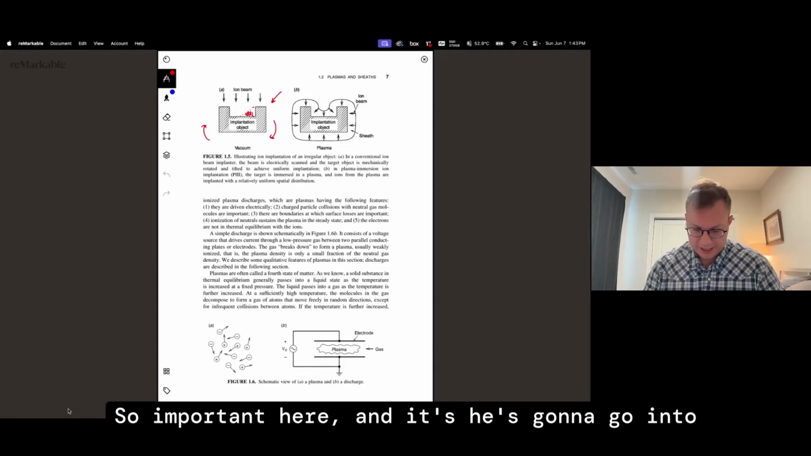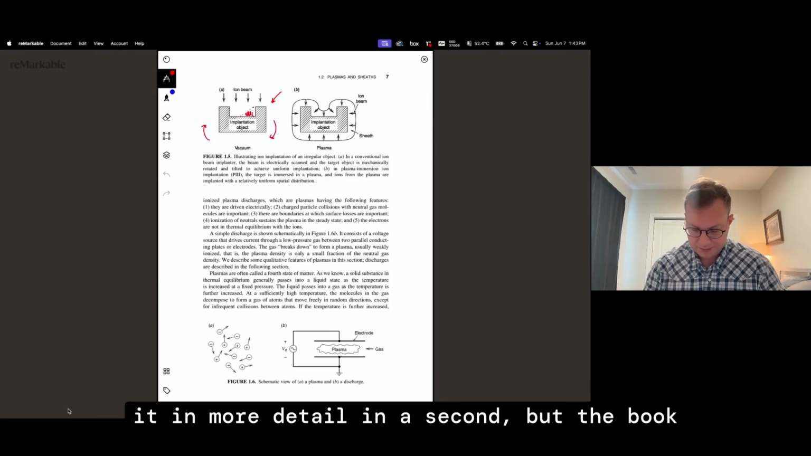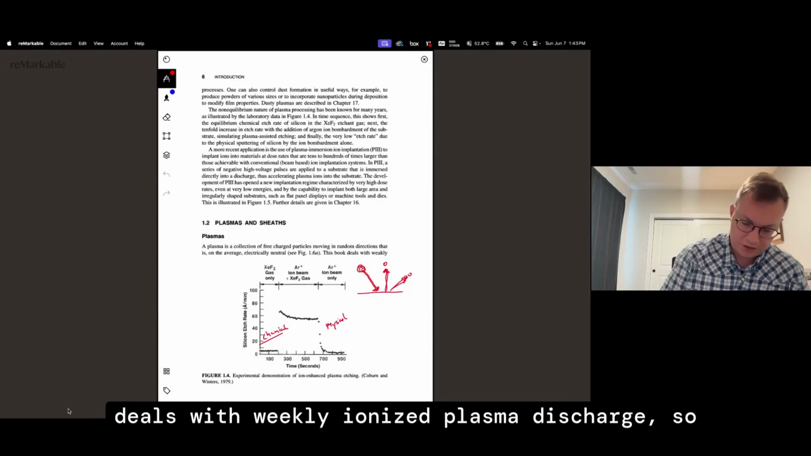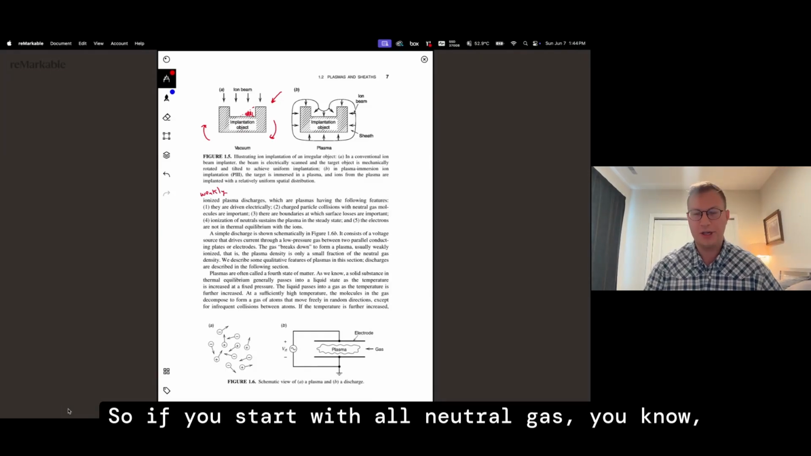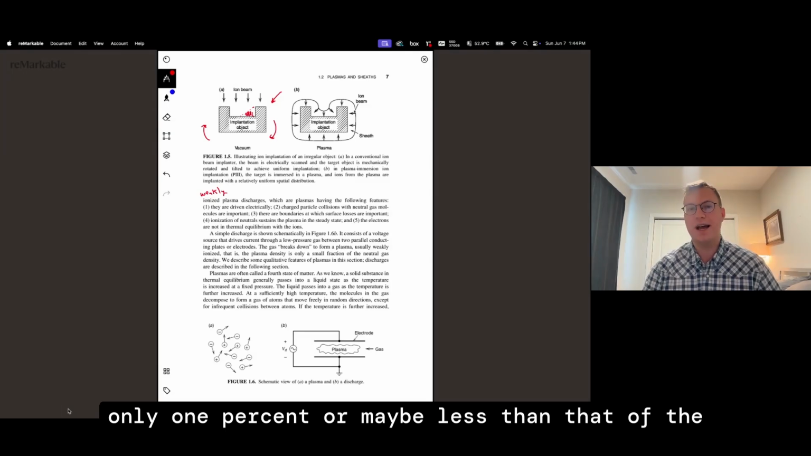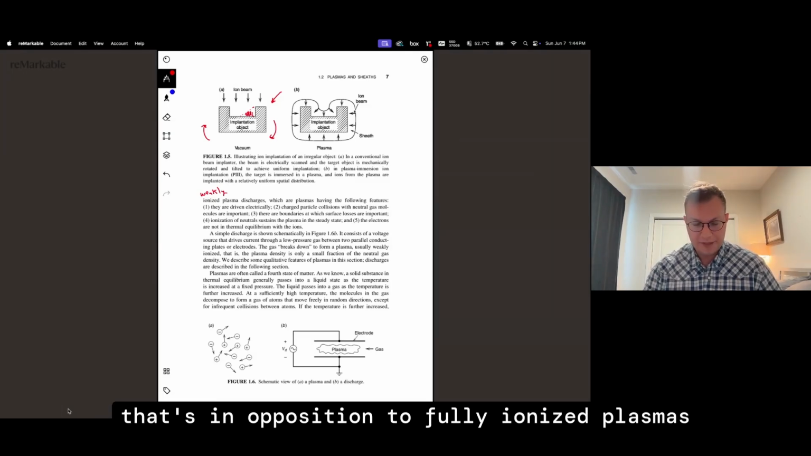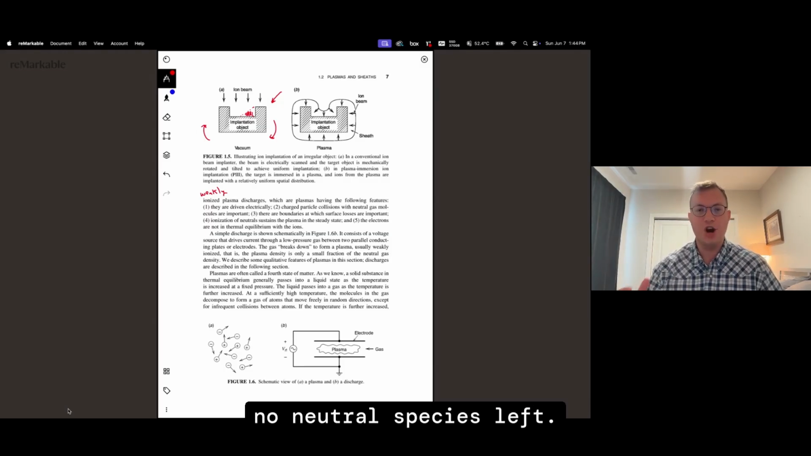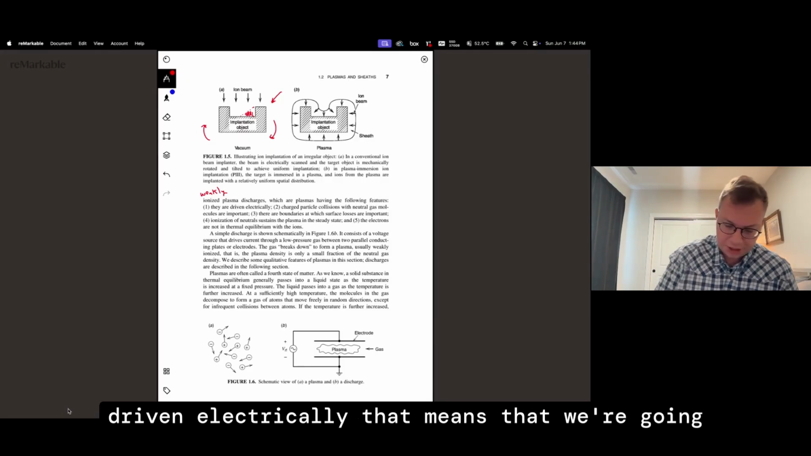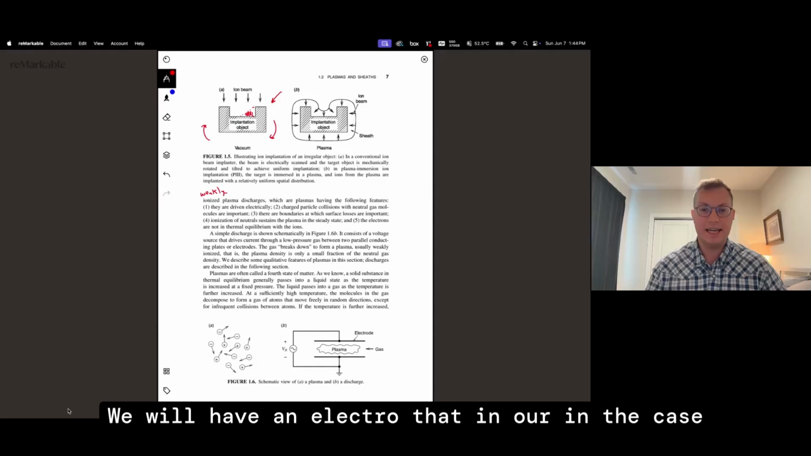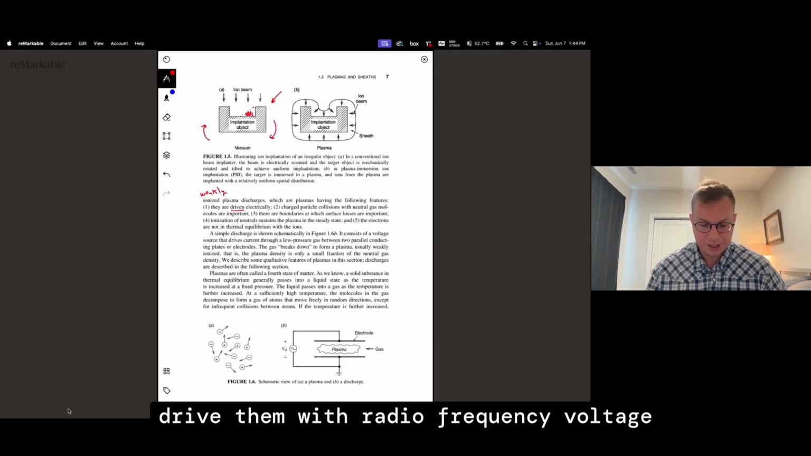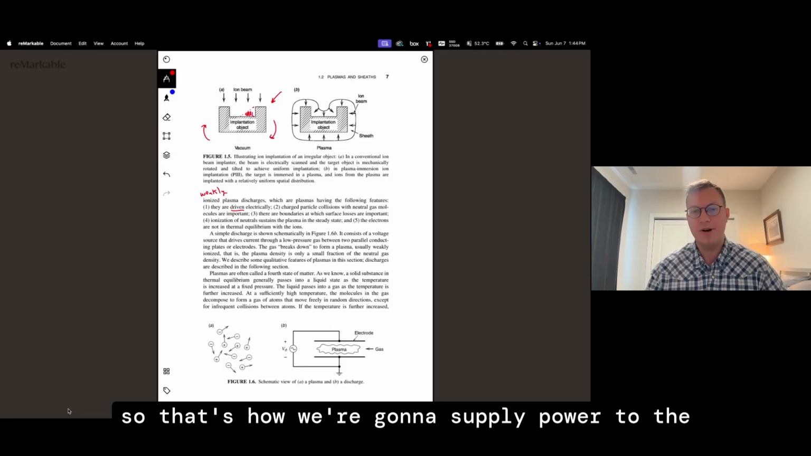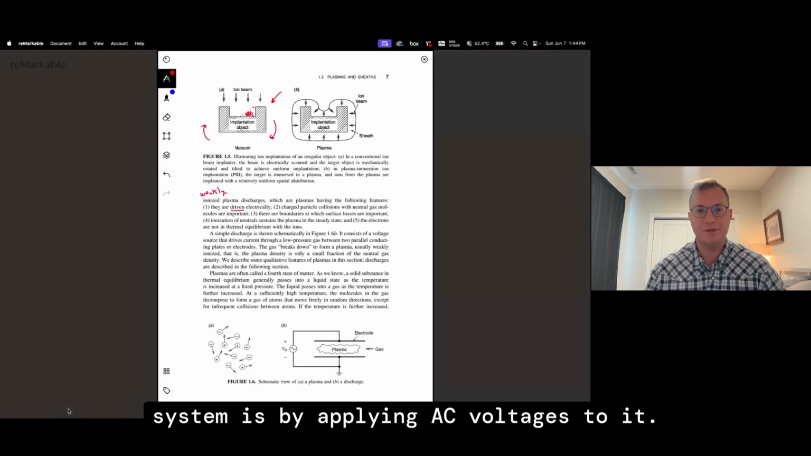So important here, and he's going to go into it in more detail in a second, but the book deals with weakly ionized plasma discharges. So weakly, meaning that a small percentage are actually ions. So if you start with all neutral gas, only 1% or maybe less than that of the neutral atoms get ionized. That's in opposition to fully ionized plasmas, such as fusion plasmas, where there's essentially no neutral species left. Driven electrically, that means that we will have an electrode that in the case that we're concerned about will primarily drive them with radio frequency voltage oscillations. So that's how we're going to supply power to the system, by applying AC voltages to it.